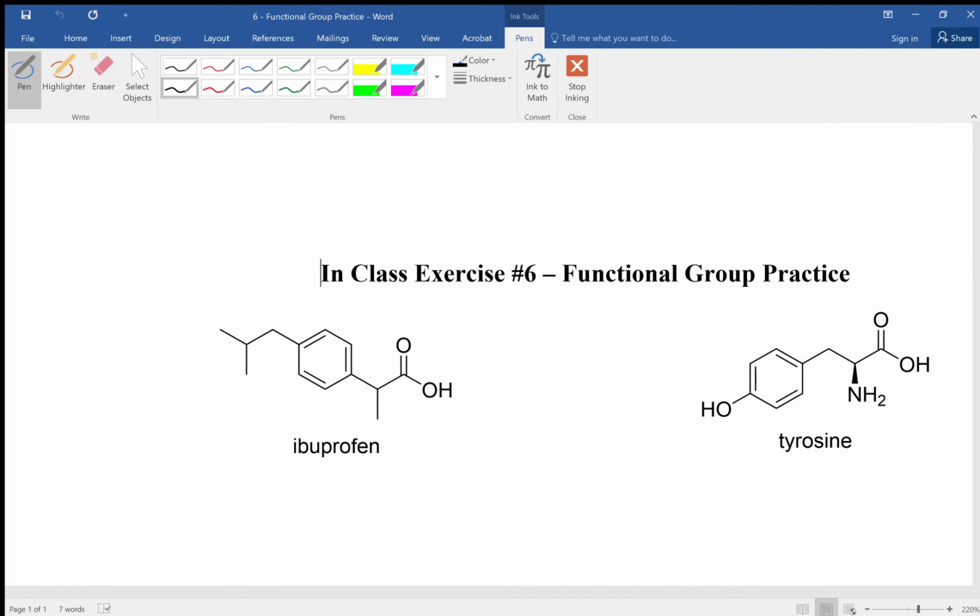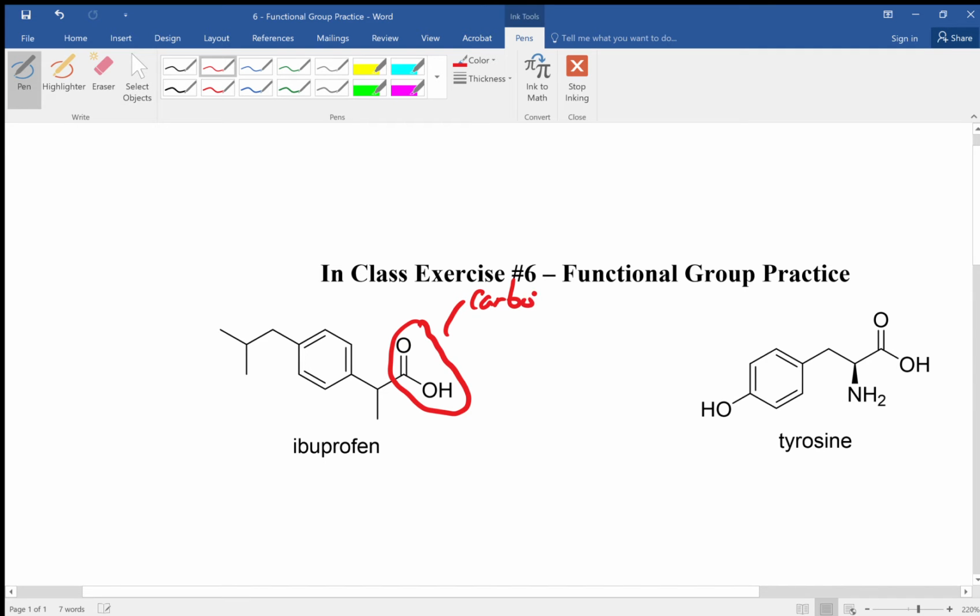So now we can go over these. If we start here with ibuprofen, over here we have a carbonyl bonded to an OH group, and that is known as a carboxylic acid. And we also find a carboxylic acid in our second molecule over here, tyrosine.